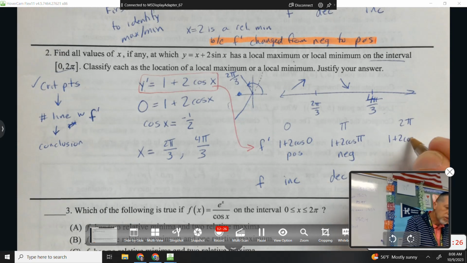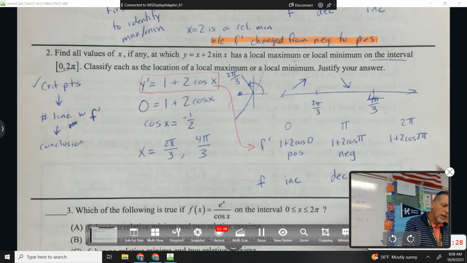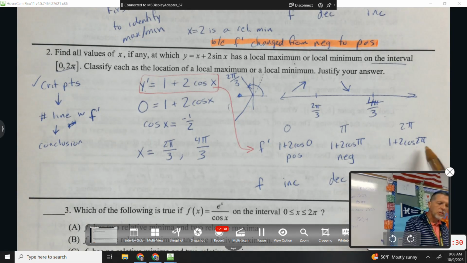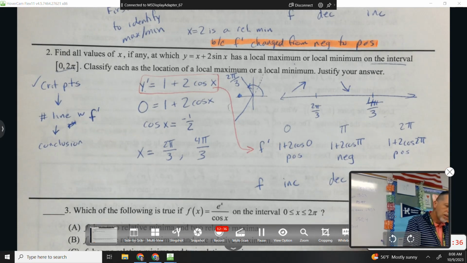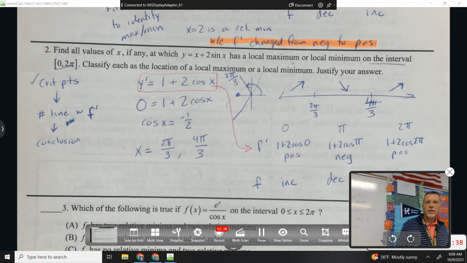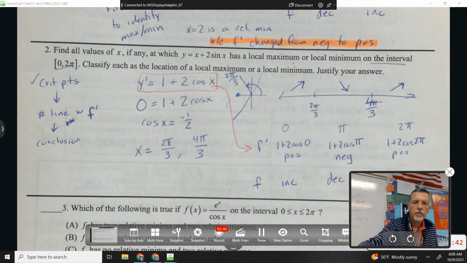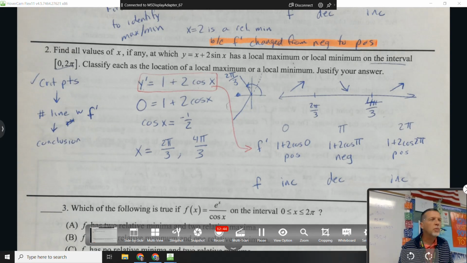1 plus 2 cosine 2 pi. Well, 2 pi is the same as 0, so cosine of 0 is 1. 1 plus 2 is positive. So f is increasing. So now I can look at my picture and it's pretty easy to see where the maximums and minimums are.